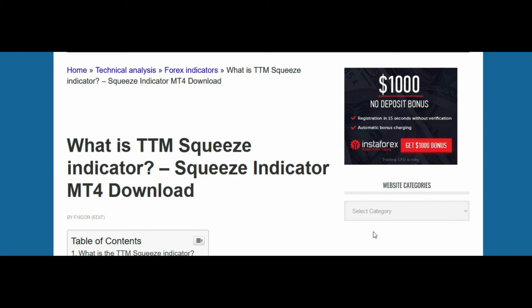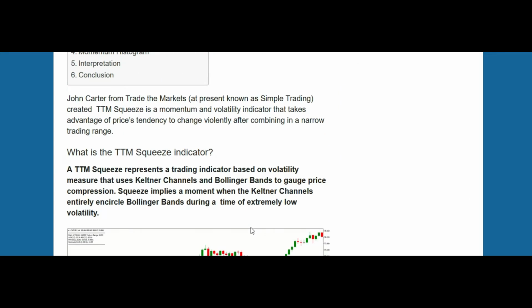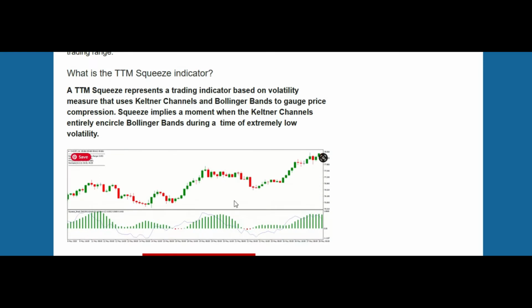Now let me start. The first thing I want to ask is for a definition. What is the TTM Squeeze Indicator? A TTM Squeeze is a trading indicator based on a volatility measure that uses Keltner channels and Bollinger Bands to detect price compression. A squeeze implies a moment when the Keltner channels entirely encircle the Bollinger Bands during a time of extremely low volatility. You can see on this picture how this looks.